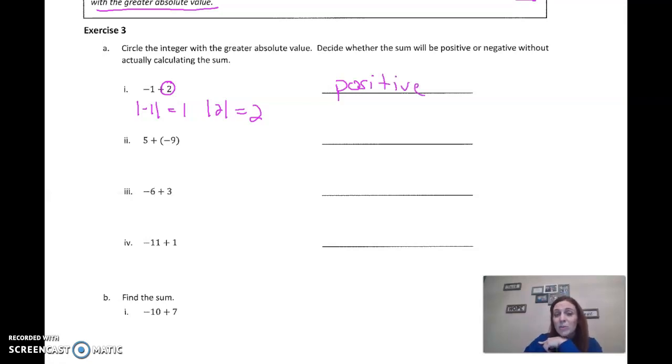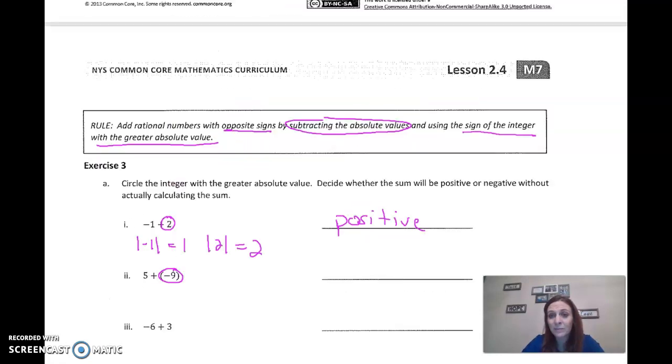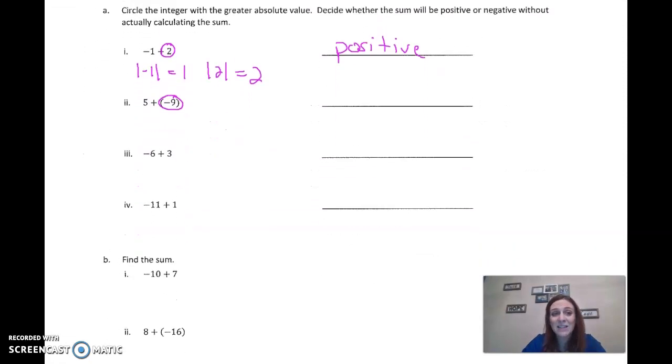Circle the integer with a greater absolute value. Does 5 or -9 have a greater absolute value? Remember, absolute value is distance from 0. Which one's farther away from 0? -9. The answer is going to have the sign of the integer with the greater absolute value. So if 9 is the greater absolute value, then our answer will be negative.